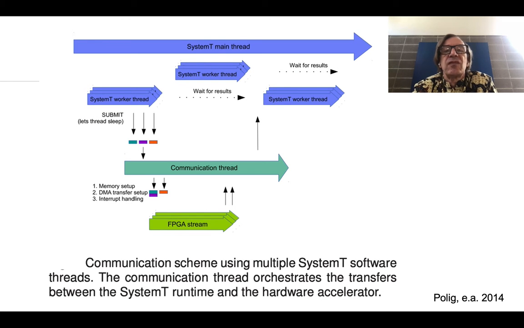Now, System T had a parallel execution environment. So on this slide, you see a bit more detail of the runtime environment for System T. There were multiple worker threads that might reach a phase where the FPGA would be beneficial in accelerating the function. And there were multiple instances of accelerators on the FPGA.